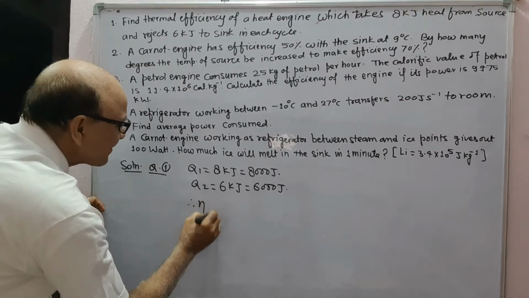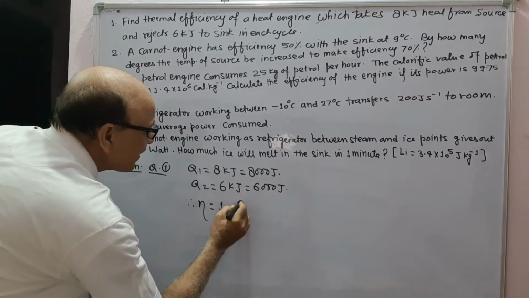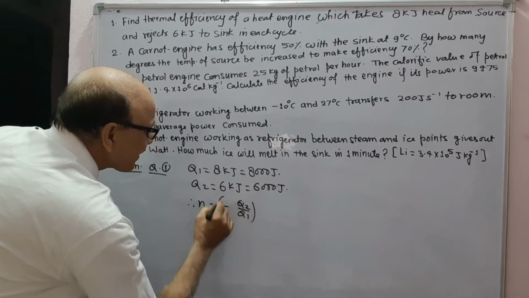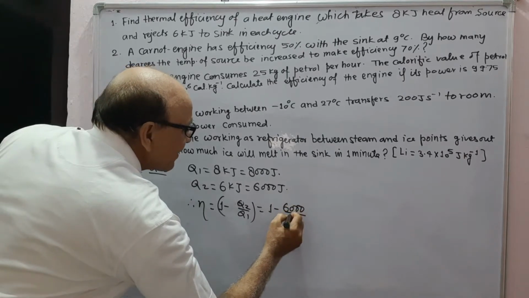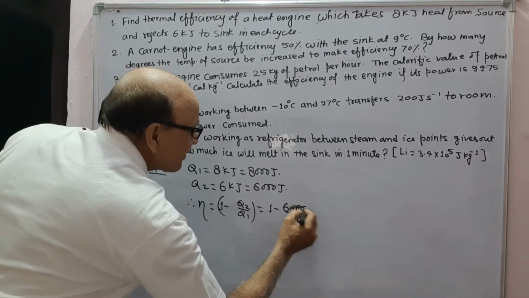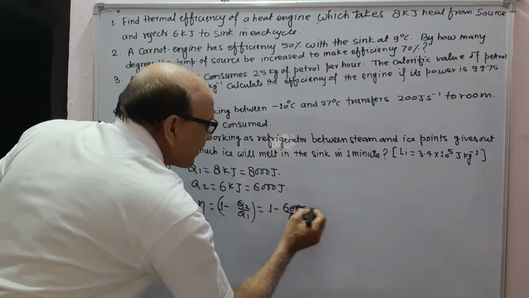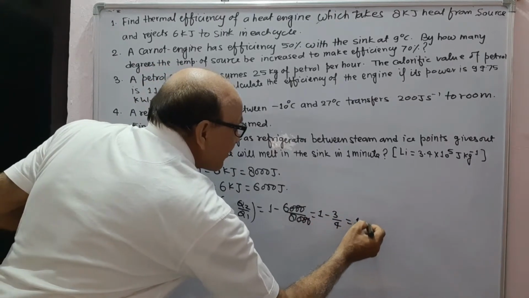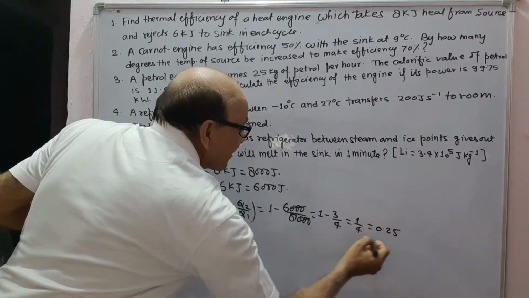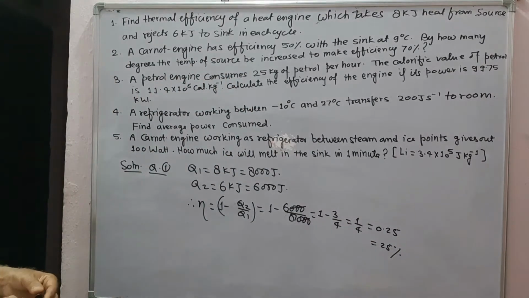Therefore, efficiency will be equal to 1 minus Q2 upon Q1, which is 1 minus 6000 upon 8000, that is 3 by 4, 1 minus 3 by 4, that is 1 by 4, which is 0.25 or 25%. Therefore, the efficiency of engine will be 25%.